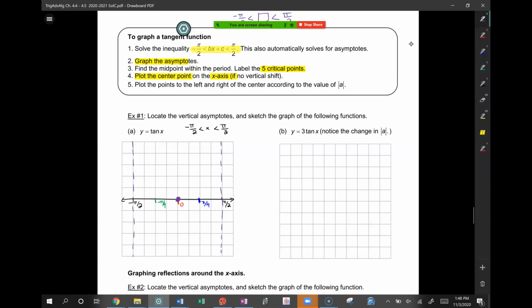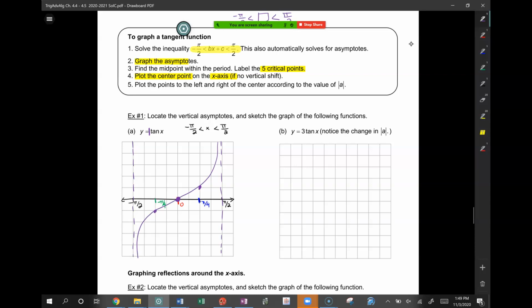Now, remember how I said tangent goes up on the left? Tangent goes up on the right? At pi over 4, we're going to go up 1. Why 1? Because the coefficient of the tangent is 1 over there. Okay? And then to the left, I'm going to go down 1. It's going to be symmetric. And then I graph like this. And that's how it looks.